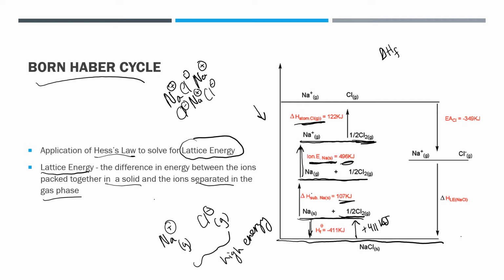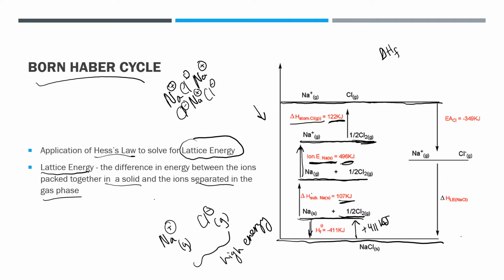And this takes a certain amount of energy because you have to break the bond between the chlorines. That's called the delta H atom, the delta H atomization of chlorine. That takes energy because you're breaking that bond between the chlorines. And here we have 122 kilojoules. Now we see that at our highest energy state, we have sodium as an ion in the gas phase, chlorine not as an ion in the gas phase.